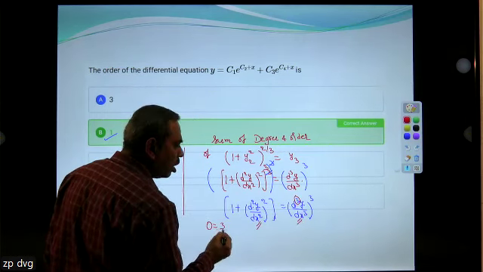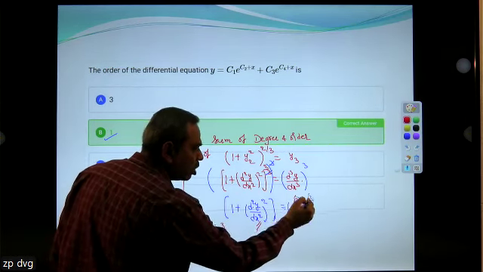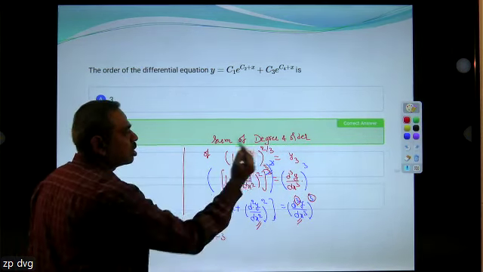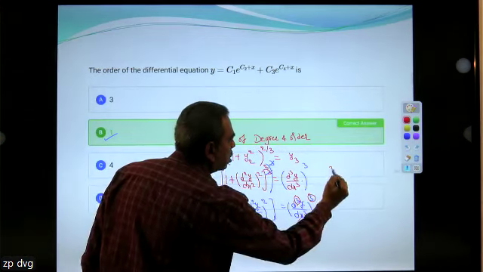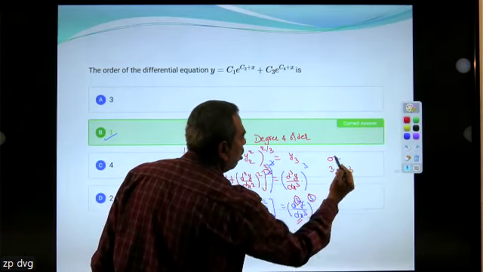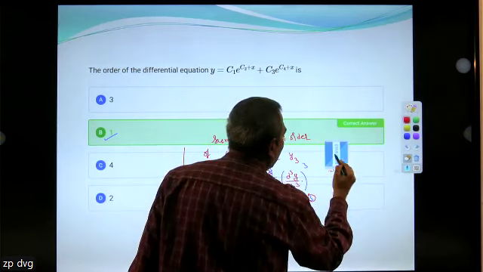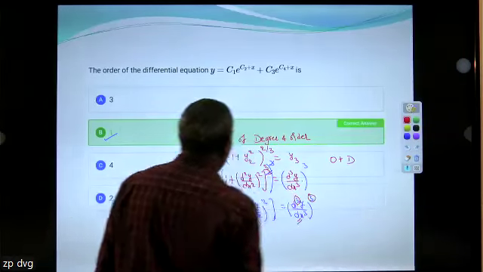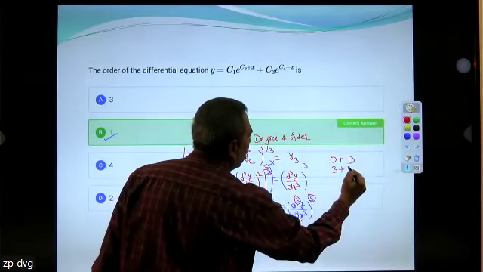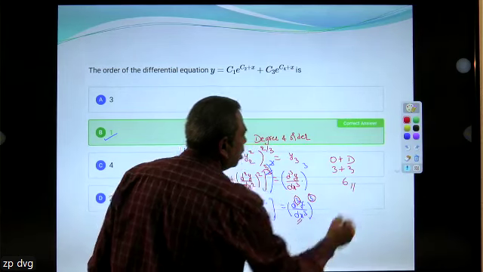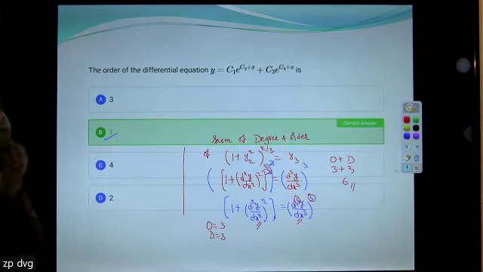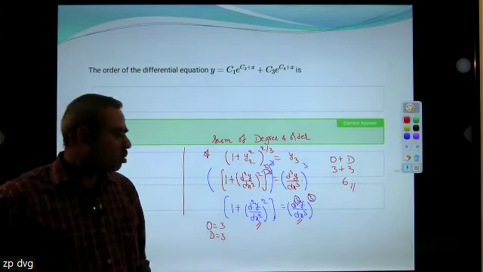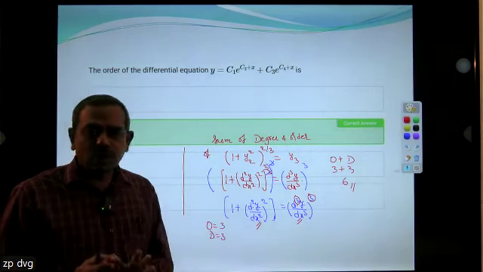So what is the order? 3. And the power of this highest derivative, 3, is said to be the degree. So degree is also 3. Since the question is the sum of degree and order, order is 3, degree is 3. So we have to add them up. Order is 3, degree is 3, so the total is 6. That becomes the answer. Is it clear? So this is how to find the order as well as the degree. These are the sums related to this part.